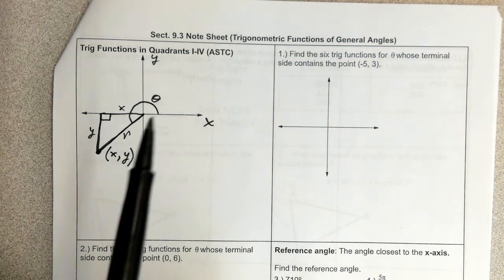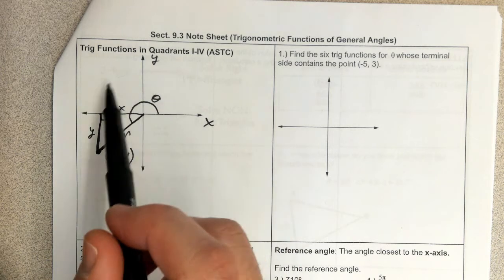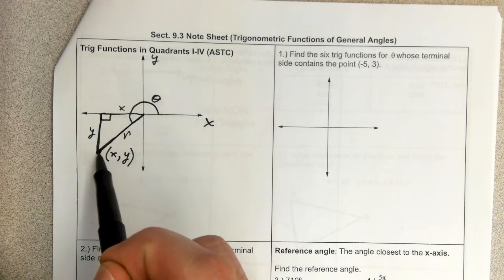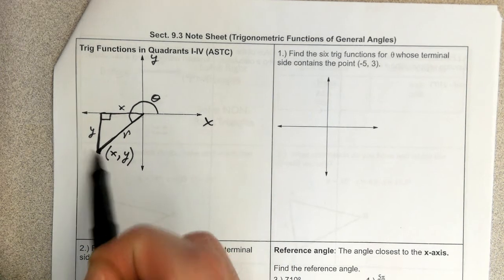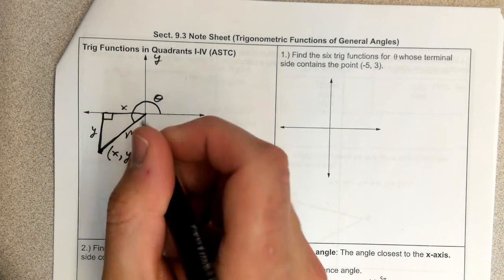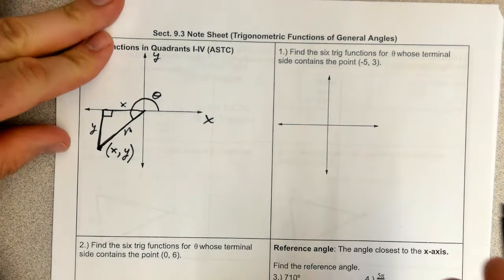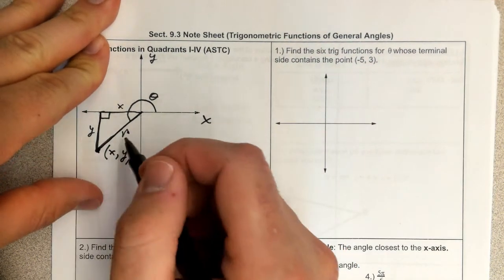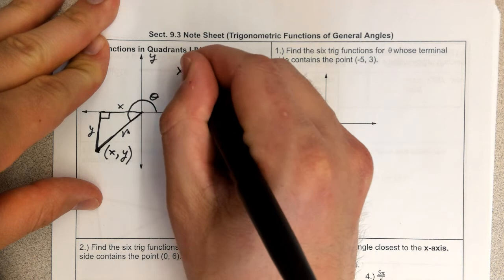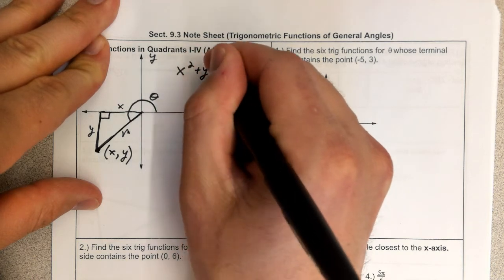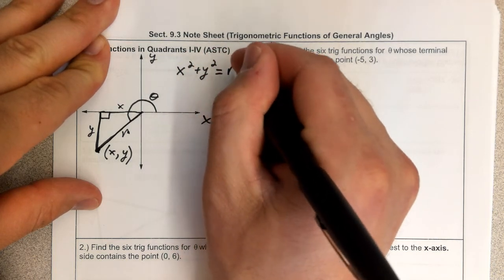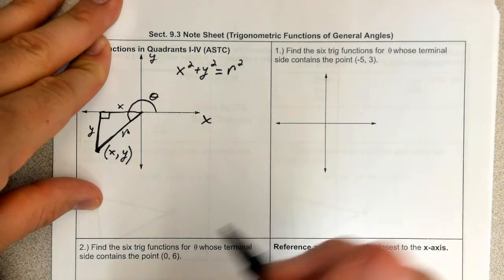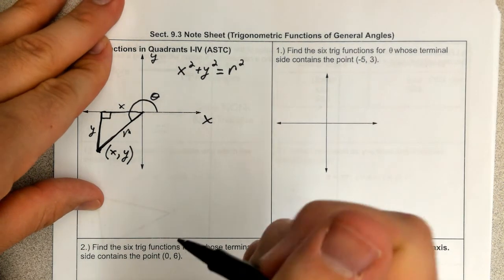That r comes from, if you were to draw in a circle, that would be the radius. If you drew a circle with a center at 0, 0 that went through this point, then that would be the radius. But you just need to know that r is the distance from the center to that point. Now, since we have a right triangle here, we can write a relationship between x, r, and y: x squared plus y squared is equal to r squared. That will be important information in a minute.